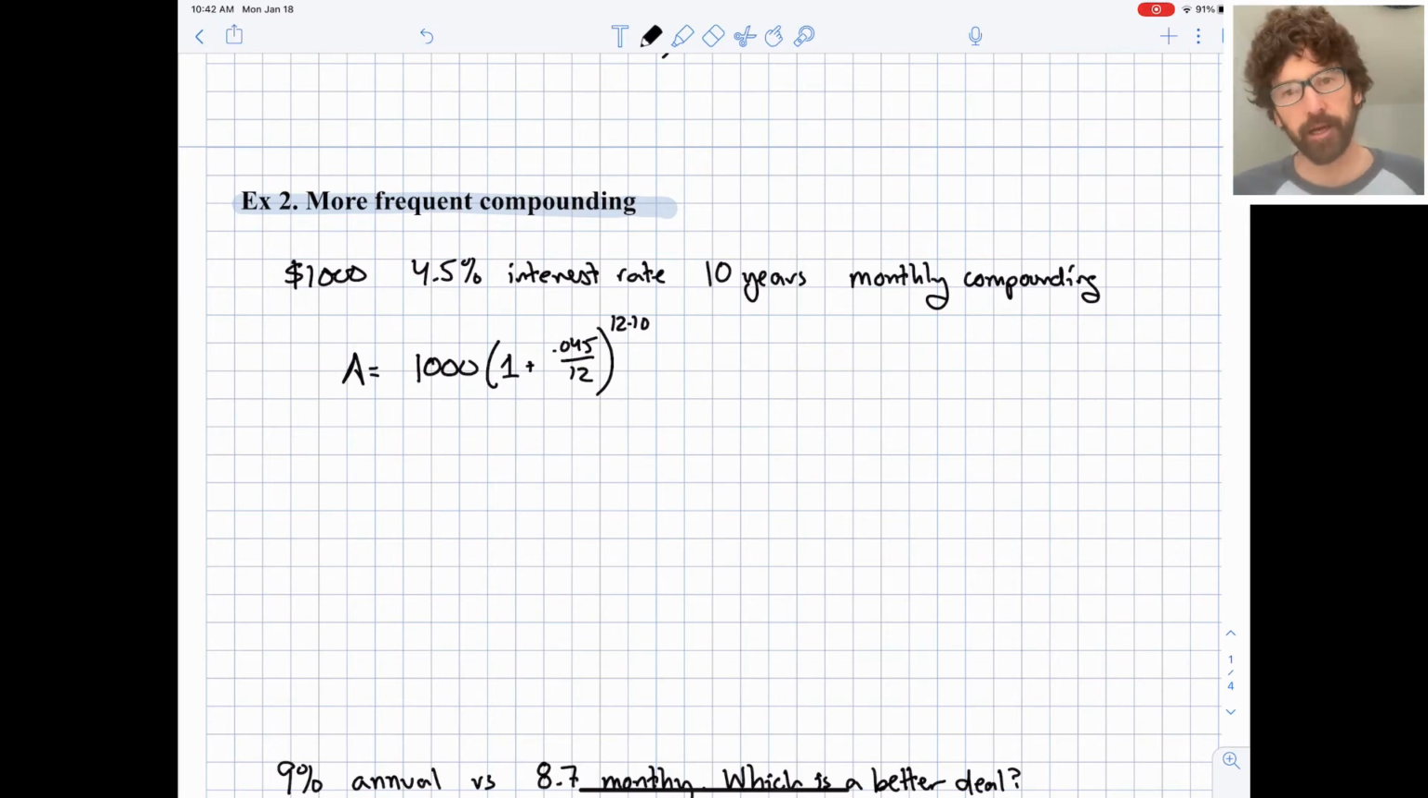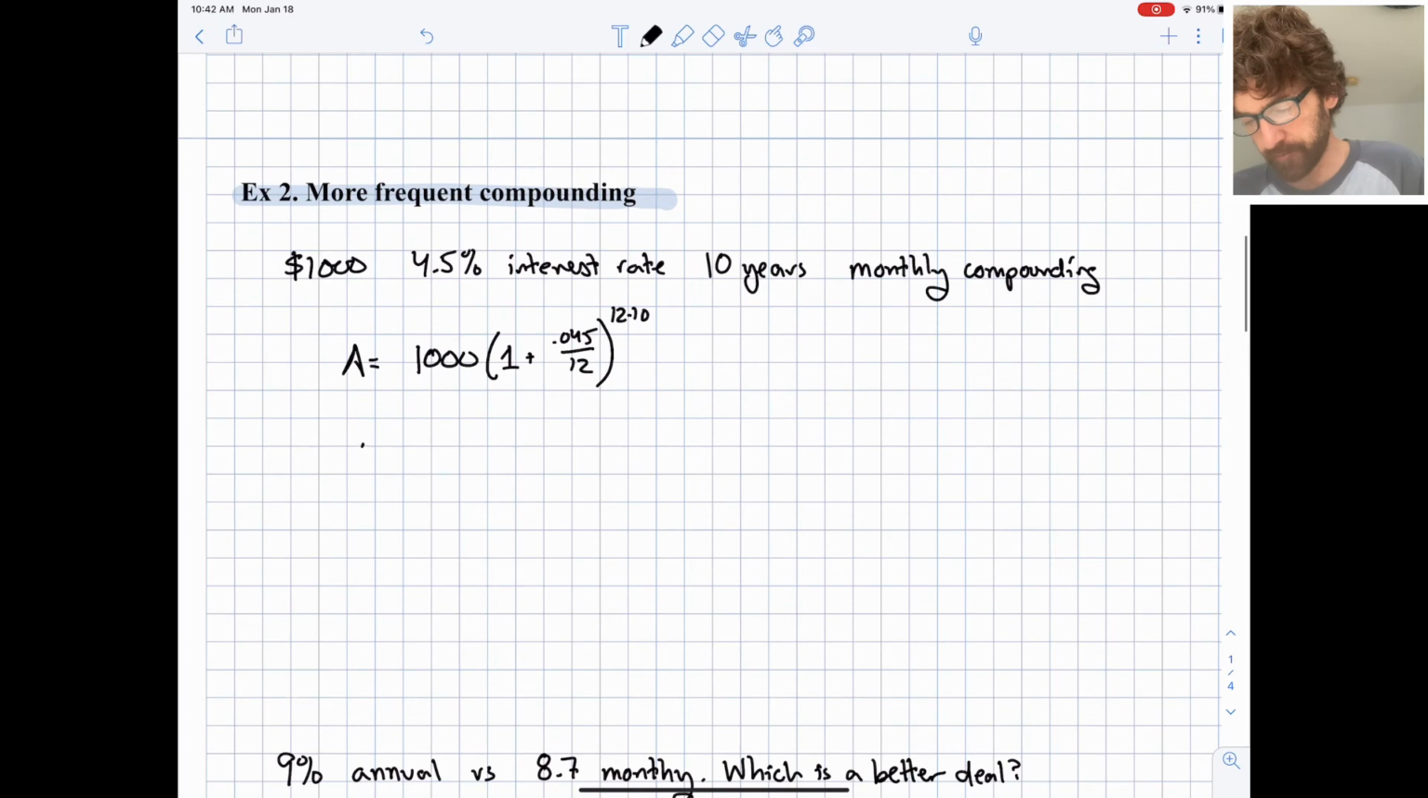A very common mistake is to type all this into your calculator just left to right, and then you'll have a mistake right in that exponent if you don't either group the 12 times 10 in parentheses, or just multiply it ahead of time to get 120, okay? You'll have an order of operations mistake. So that's something you want to keep in mind. Otherwise, any scientific calculator should be able to just handle this just fine.